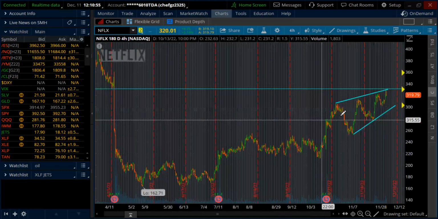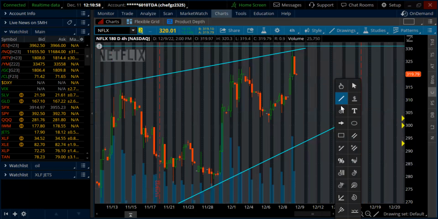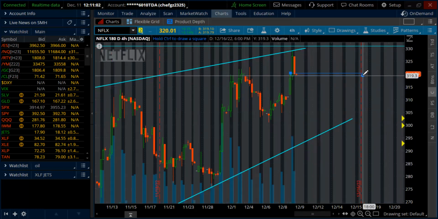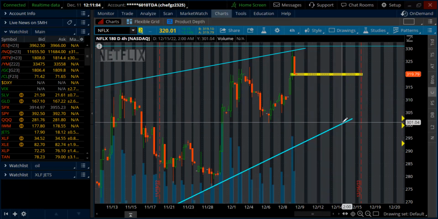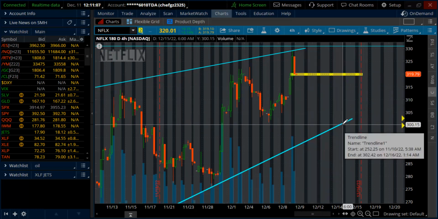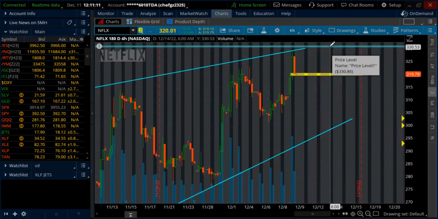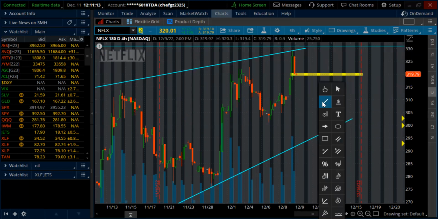So be aware. Okay, so I'm going to keep it very, very simple here with Netflix. 320. Below, I'm targeting the trend line of 300. Above it, I'm targeting 330. That's it. That's all I'm looking for with Netflix.